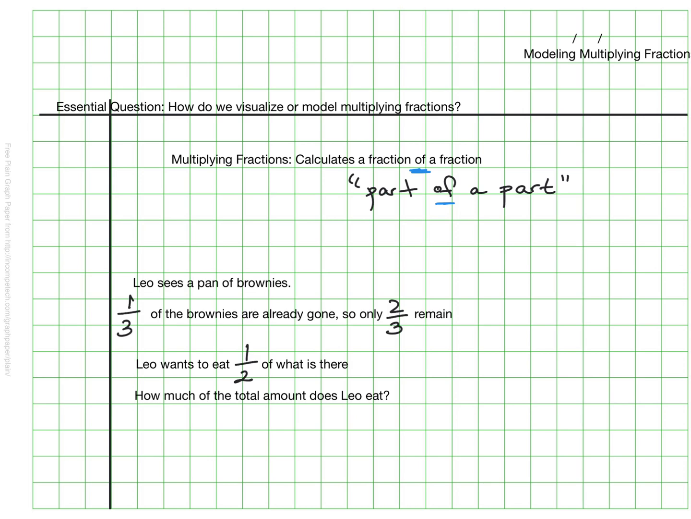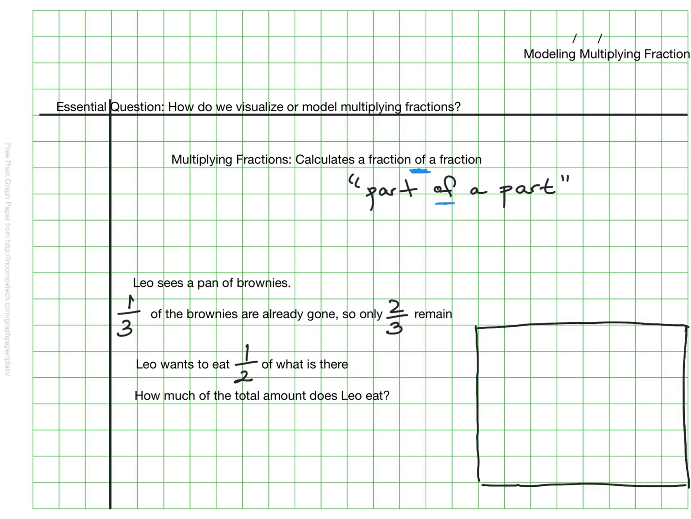Let's imagine this scenario. We'll have Leo and his pan of brownies, and Leo wants to eat some brownies, but some are already missing. So when we see the pan, only 2/3 of the pan is filled with brownies, and Leo wants to eat 1/2 of what is there. We're going to model what that looks like so we can see how much of the entire pan Leo is actually eating.